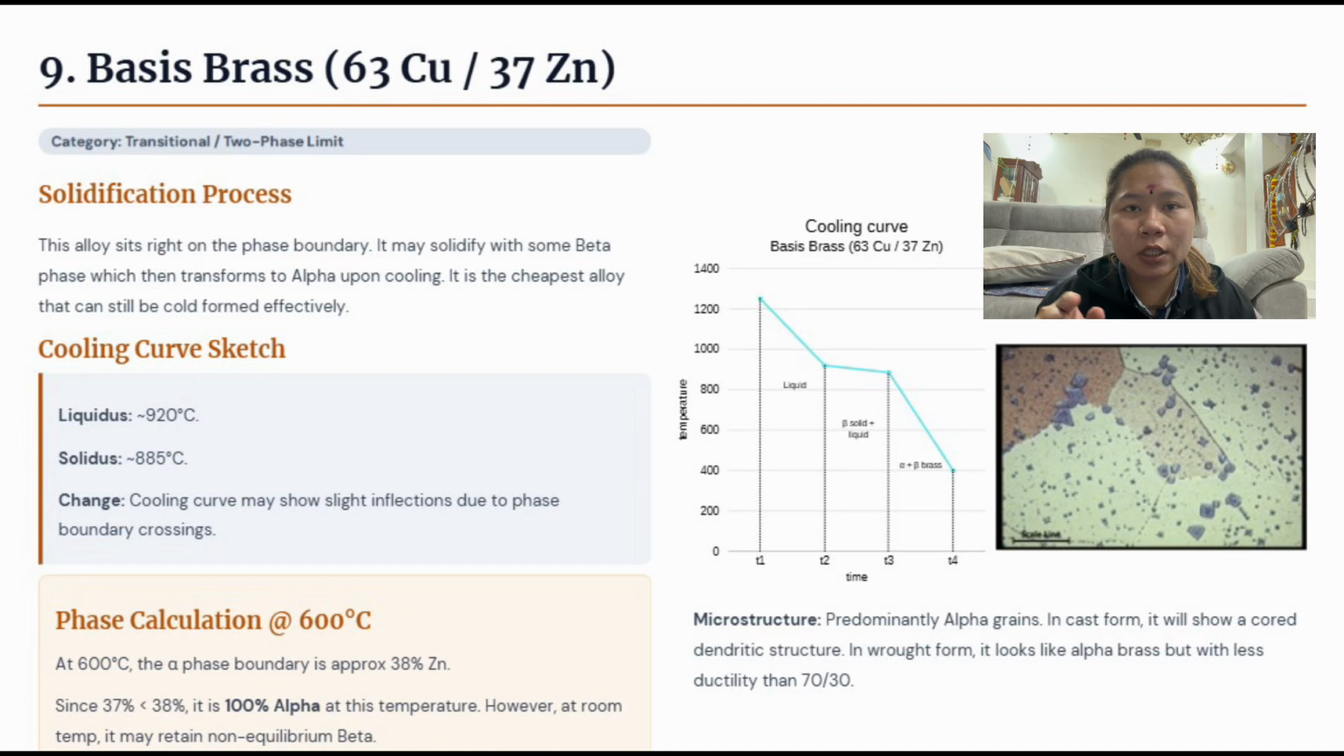Looking at the microstructure, you see uniform equiaxed grains, and the FCC structure of the alpha phase makes this alloy extremely ductile. For improvement, we typically use cold working followed by annealing to refine the grain structure and to prevent stress corrosion cracking. Its primary application is in parts requiring deep drawing, such as cartridge cases and electrical components.